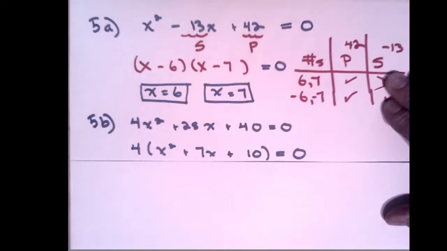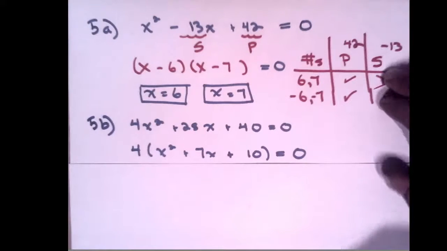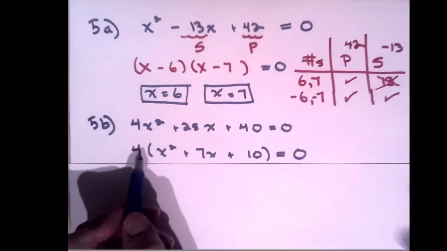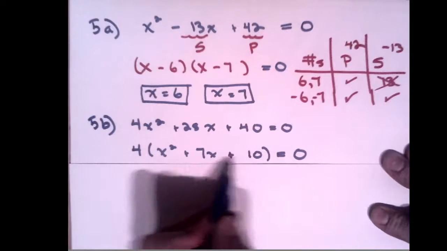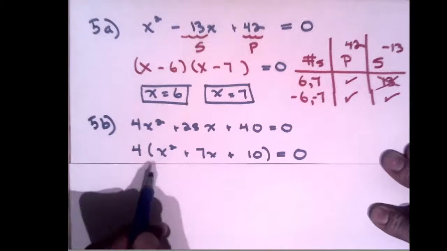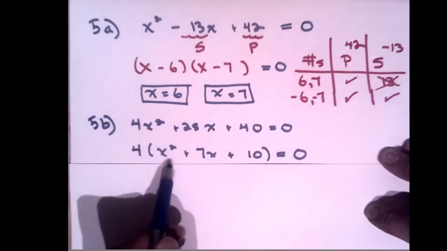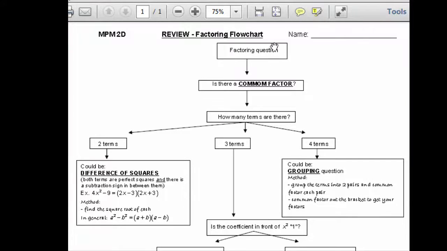So now that I've common factored, what do you do now? Well, now that you've got the 4 up front, it won't have any effect anymore. So you now look at this new quadratic, which is a trinomial, and you ask yourself, is this factorable anymore? Well, no, because remember your flowchart wants you to ask that question each time. It's a factoring question. Is there a common factor? Well, there's not going to be another one.